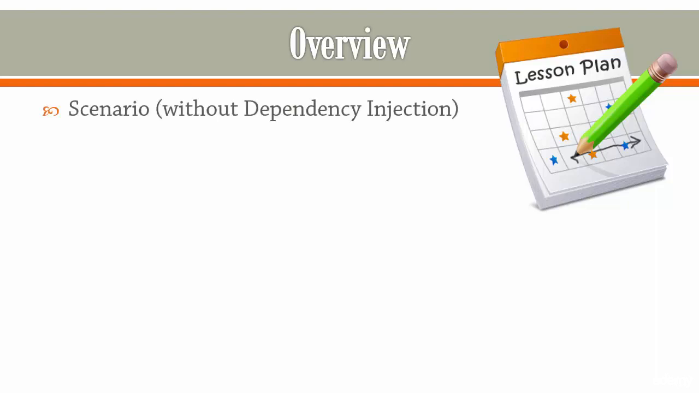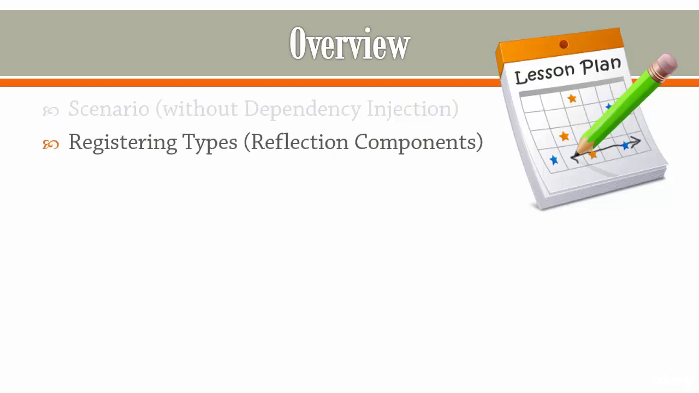First of all, I'll present a scenario, a very simple scenario with a couple of dependencies, and I'll begin by presenting it without any dependency injection at all, so we're just going to be doing things manually. Then we'll learn how to register types using the different ways in which Artifact provides. The first of these ways is to register so-called reflection components, probably the most common way of actually registering types.